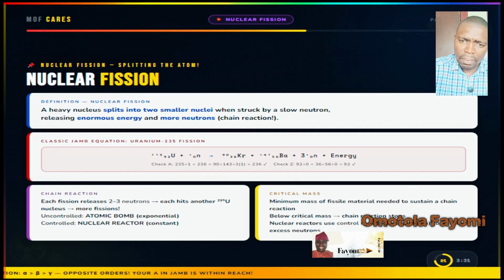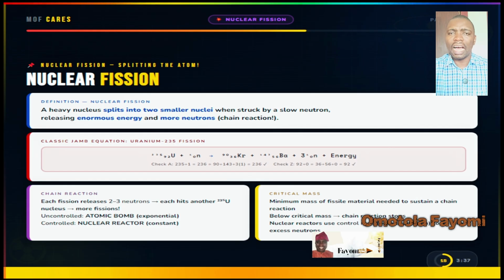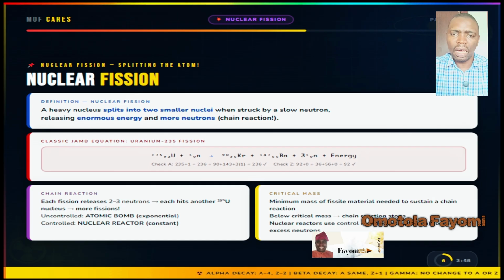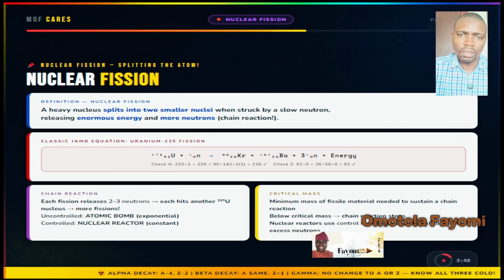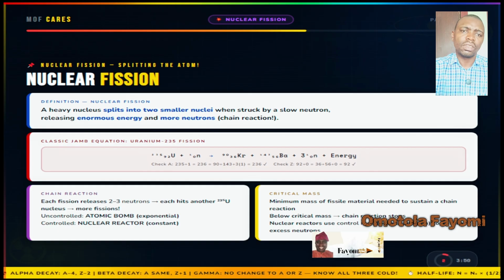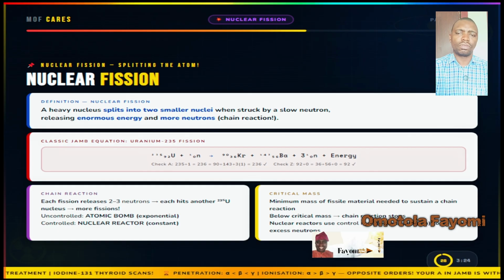Control rods made of boron and cadmium absorb the excess neutrons, keeping the chain reaction at a steady, manageable rate. This is the principle of a nuclear power reactor. The moderator, that's water or graphite, slows the neutrons down to the right speed to sustain fission. The coolant removes the heat produced.